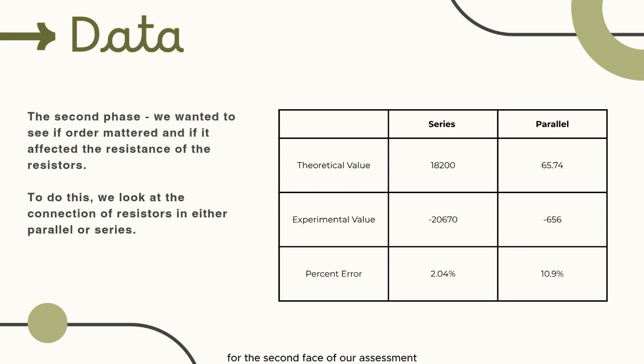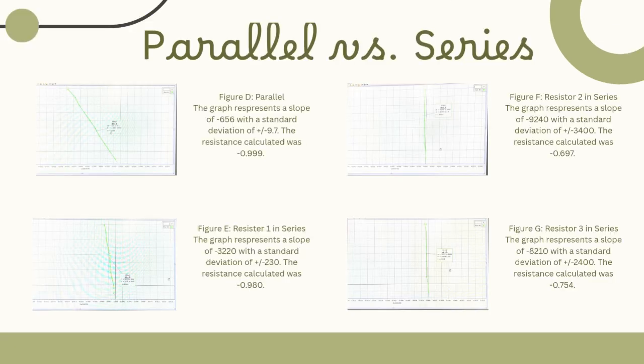For the second phase of our assessment, we want to evaluate resistors in either parallel or series connection. Observing what was captured, we can see that the parallel had the steepest slope out of the 3 separate resistors that were organized in series connection. Each was specified as the resistor in the serial position, while the other 2 remained in parallel.